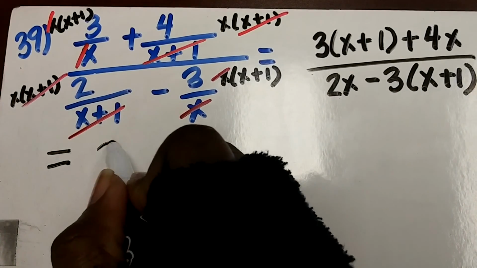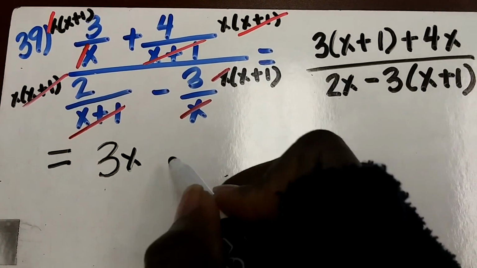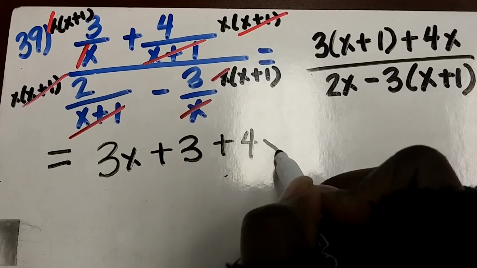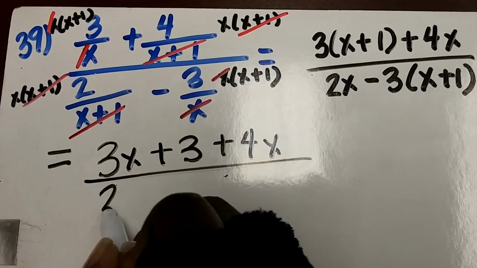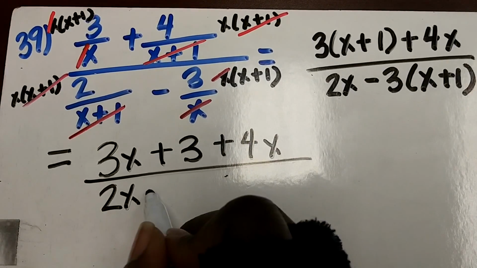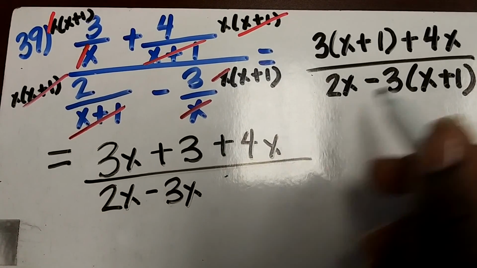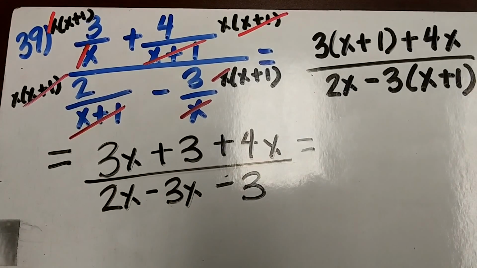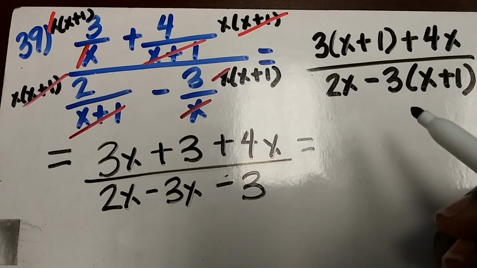3 times x is 3x. 3 times 1 is 3. Bring down that 4x. Bring down your 2x. Negative 3 times x is negative 3x. Negative 3 times 1 is negative 3. Equal. Combine your like terms.